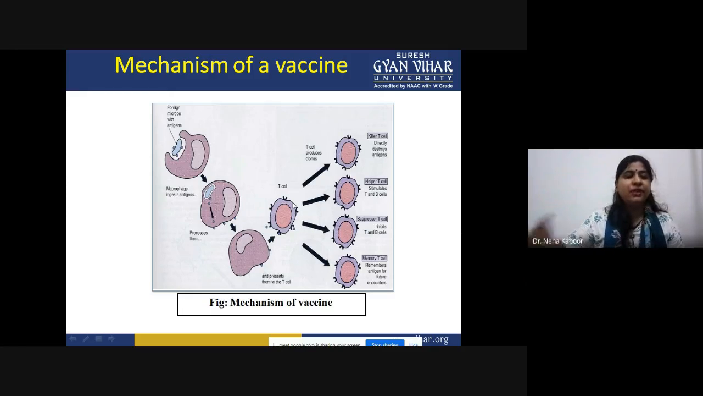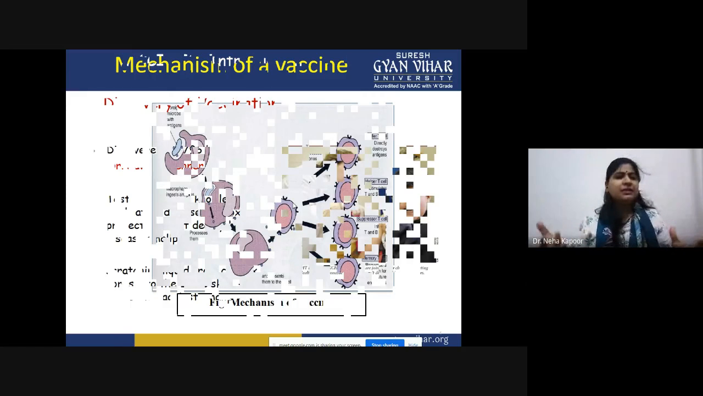Helper T cells then secrete cytokines so as to activate B cells to produce antibody, and will also activate cytotoxic T cells so as to induce cytolytic activity. Memory response is generated so that a secondary encounter can be prevented. So that is the concept.